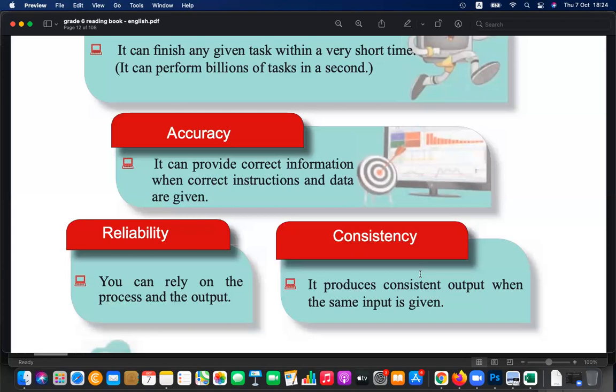But that is inconsistent. That is what inconsistent means, like humans.